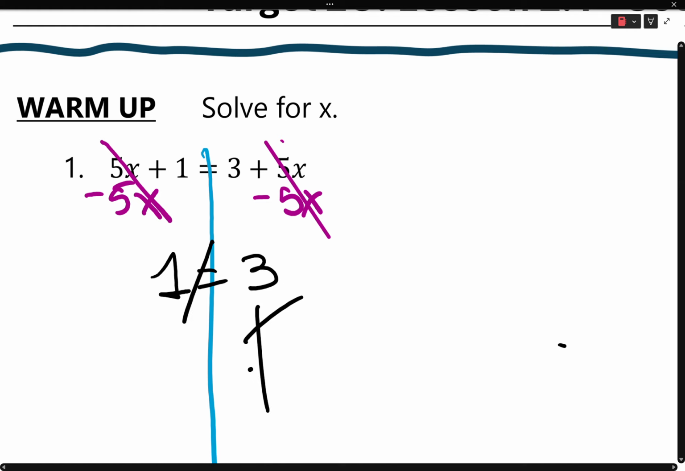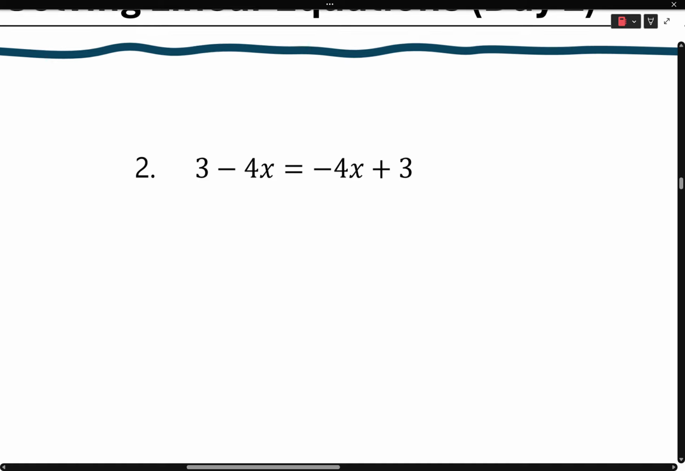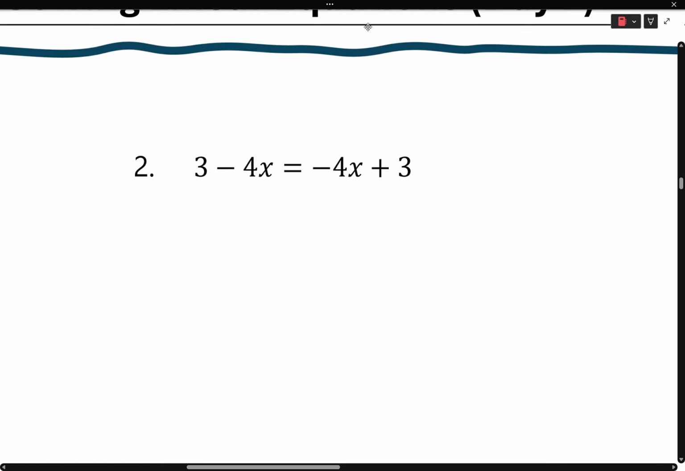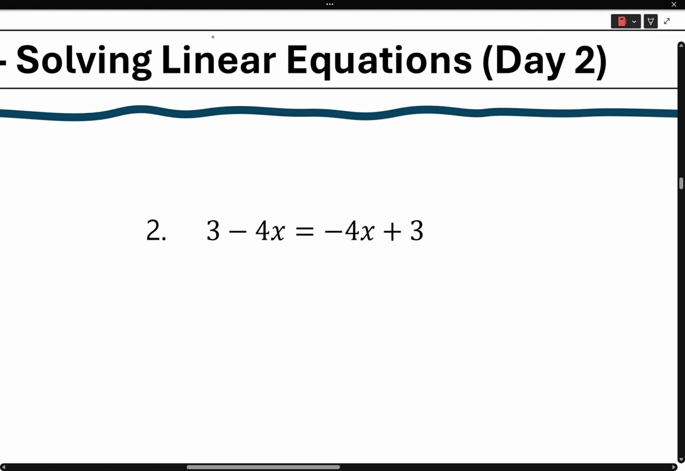Maybe the next warm-up problem is going to be better. Let's check it out. Line down the middle. Whoops, that is not line down the middle. That's moving the whole thing. Let's try that again.